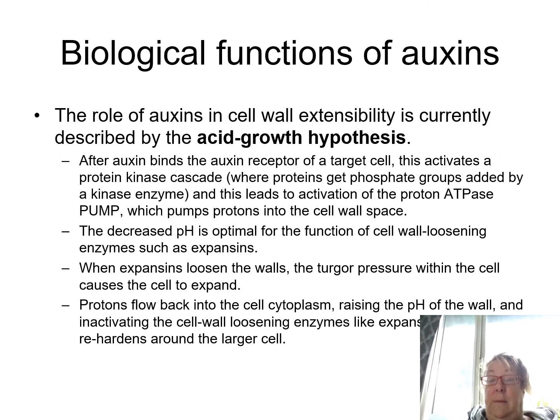The acid growth hypothesis is attached as a PowerPoint, but basically acid pumps get involved and they pump acid into the wall, which activates enzymes called expansins. They loosen the cross linkages between cellulose and the rest of the wall structures, and the turgor pressure then causes the cell to expand.